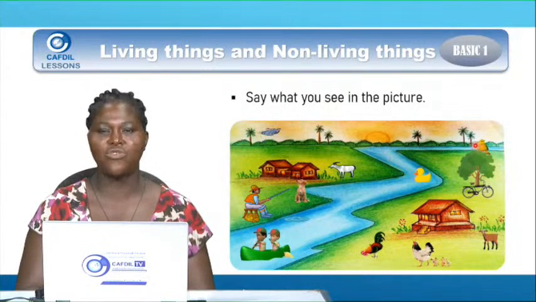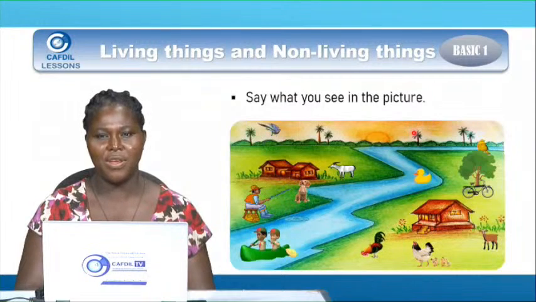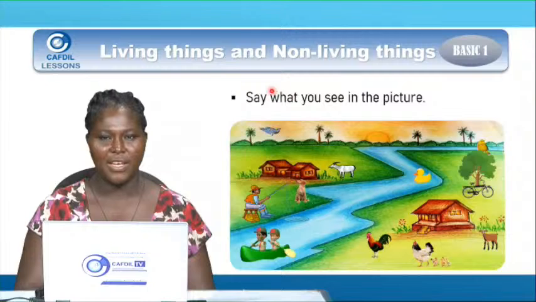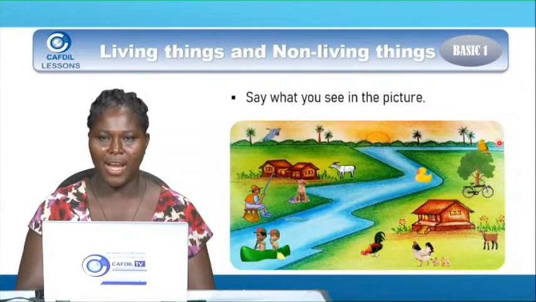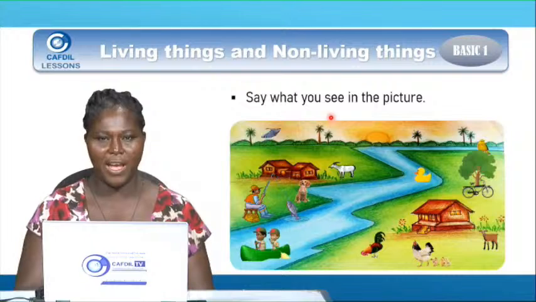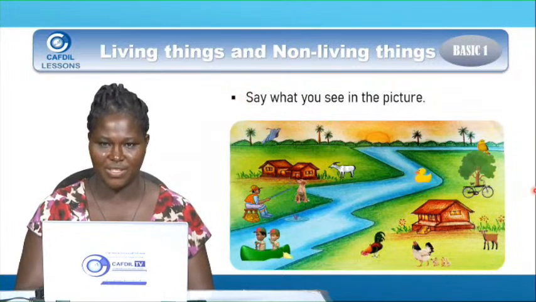We also saw trees, coconut trees. How many are they? 1, 2, 3, 4, 5, and 6. Let's count it again. 1, 2, 3, 4, 5, and 6. So we have 6 coconut trees.